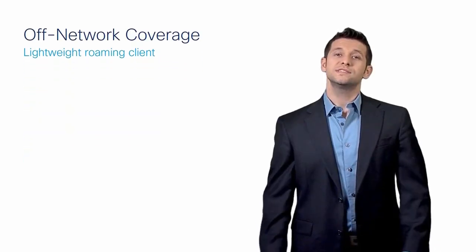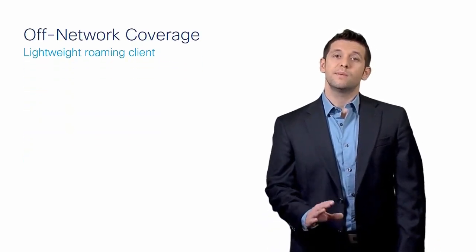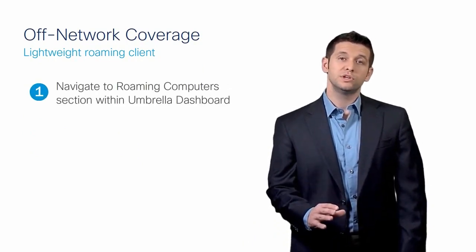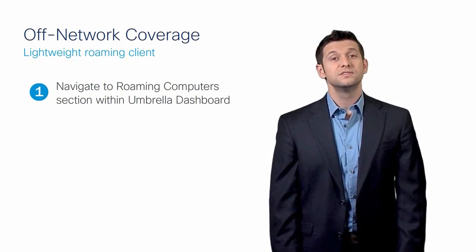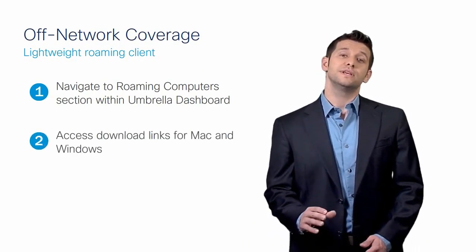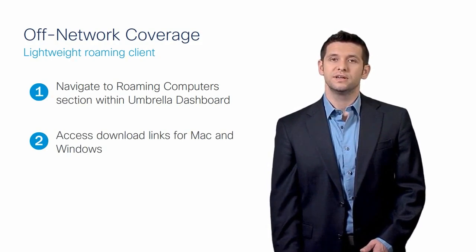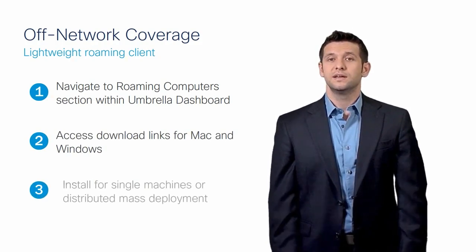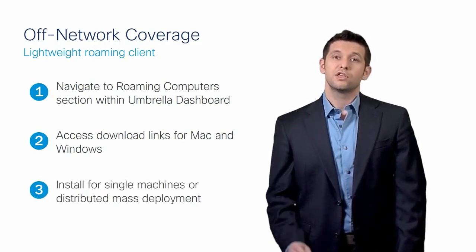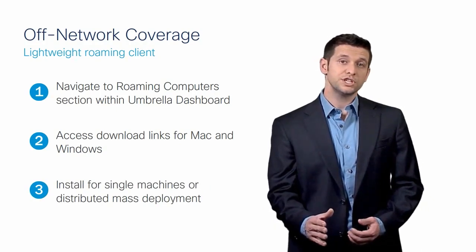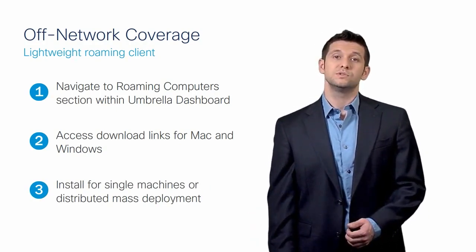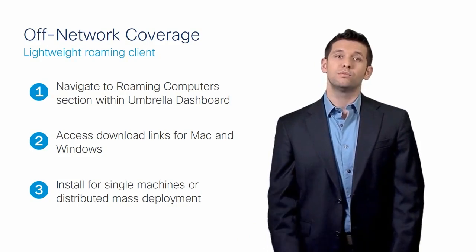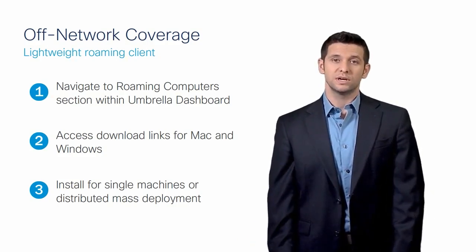As we covered a few minutes ago, for off-network coverage, Umbrella has the option of a lightweight roaming client. So what does the setup of a roaming client entail? Step 1, navigate to the roaming computer section of the Umbrella dashboard. Step 2, access the download links for the Mac and Windows versions of the agent. Now these are unique to each organization, so they shouldn't be distributed. Step 3, install onto users' laptops. The roaming client can be manually installed for single machines or distributed for mass deployments using tools like Group Policy Objects, Apple Remote Desktop, or other tools for automated software installation.